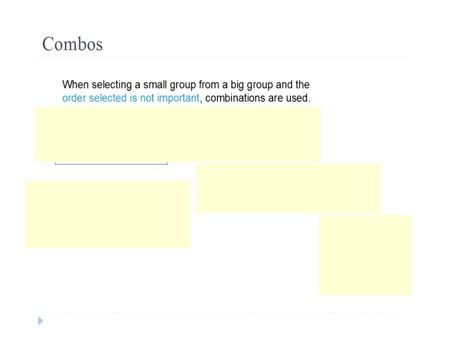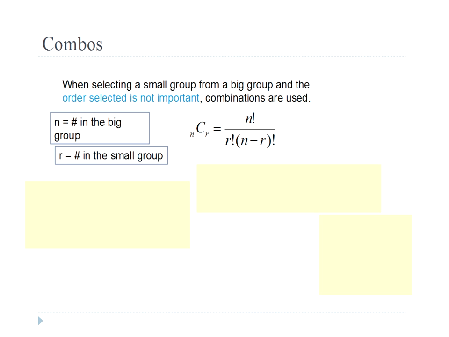Now, if order's not important, then we're going to use combinations. And with combinations, we still have n as the big group and r as the small group. But now what we have to do is divide by the number of repeats. And the number of repeats is going to be the small group, r factorial.